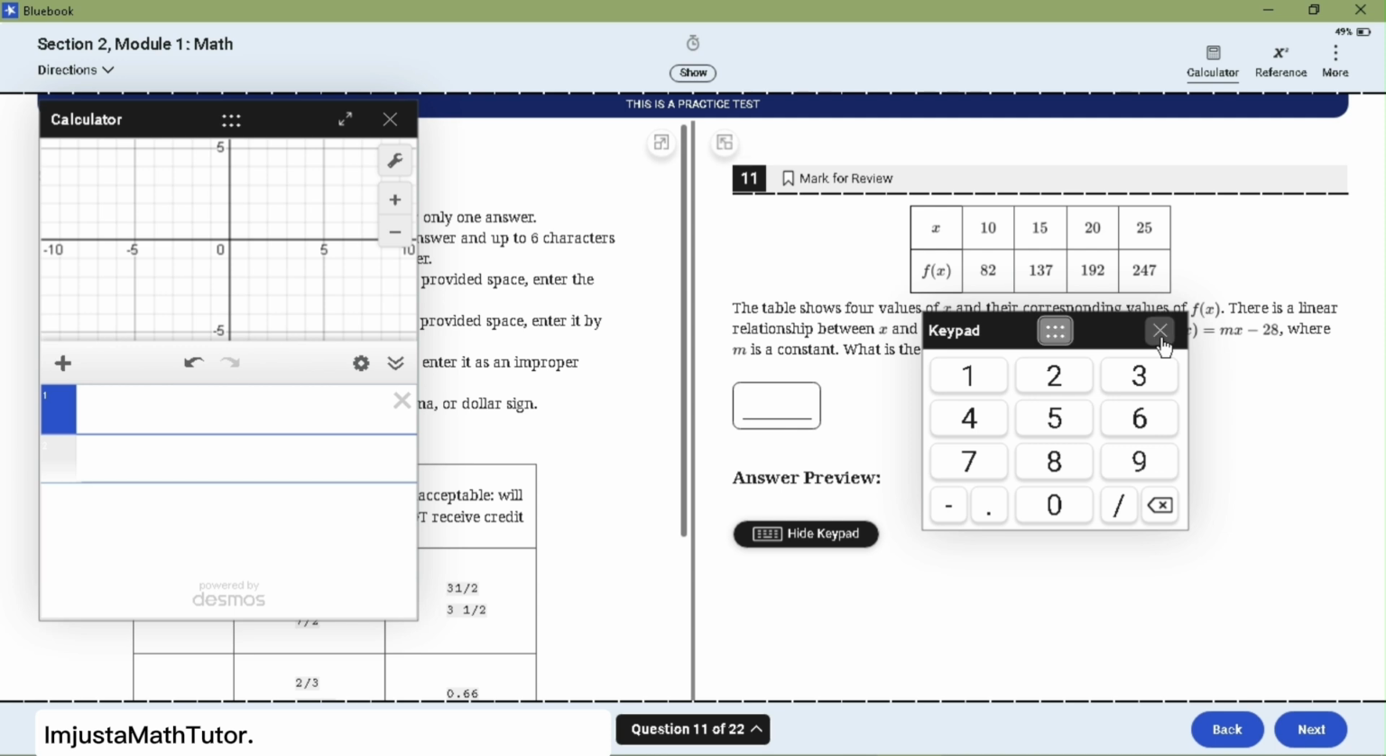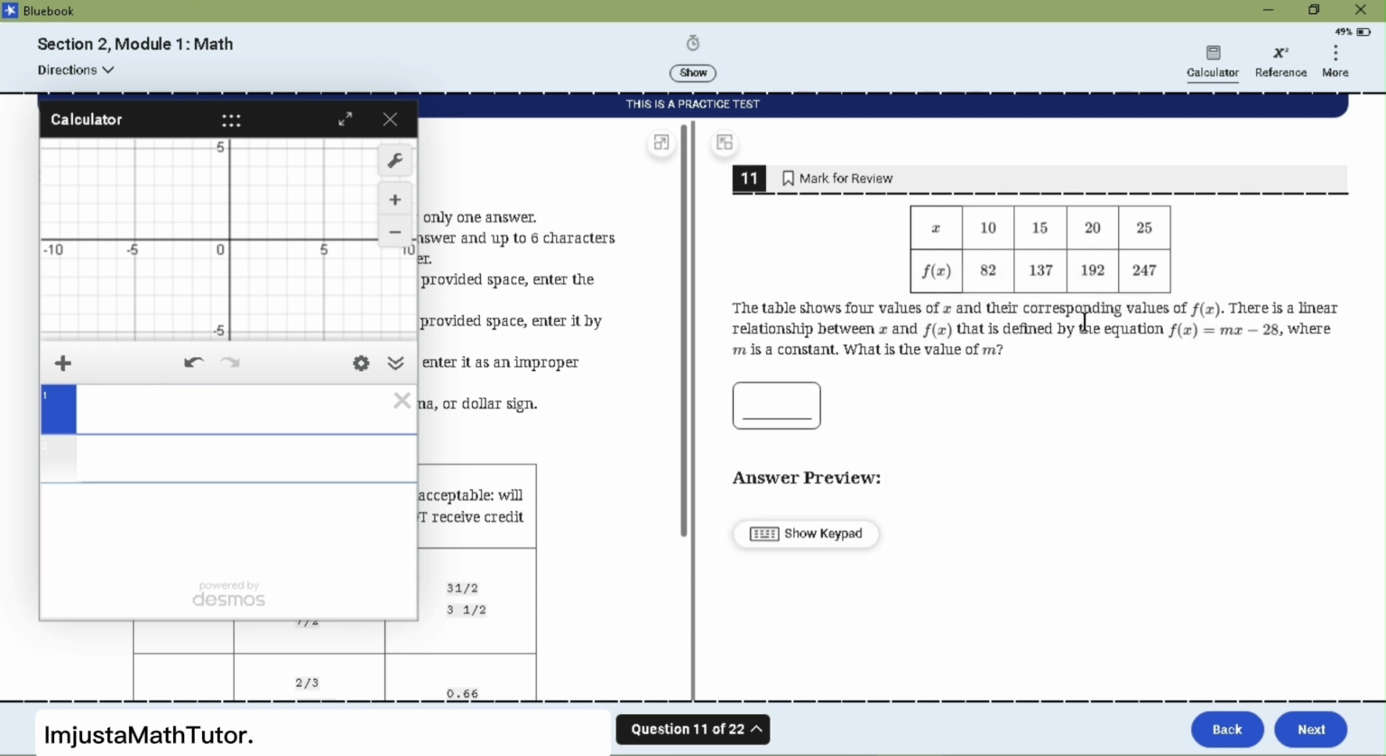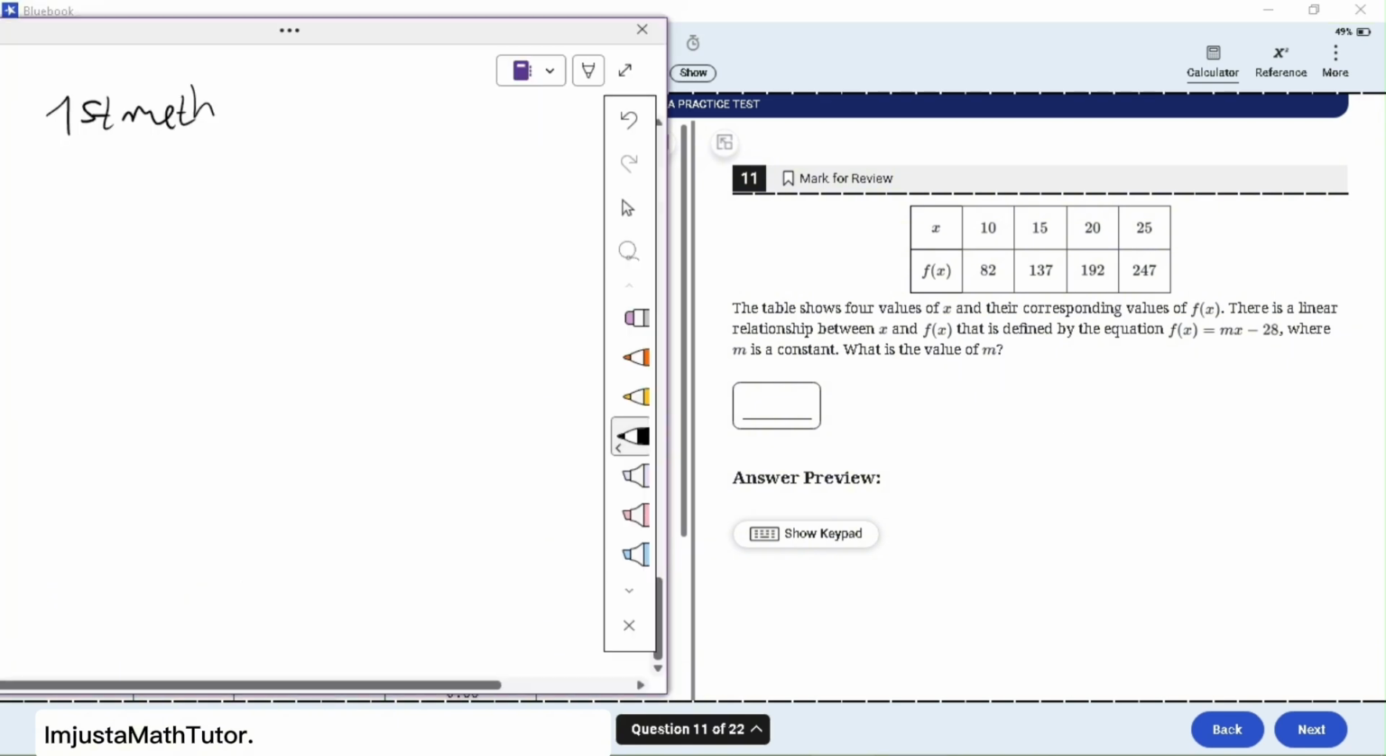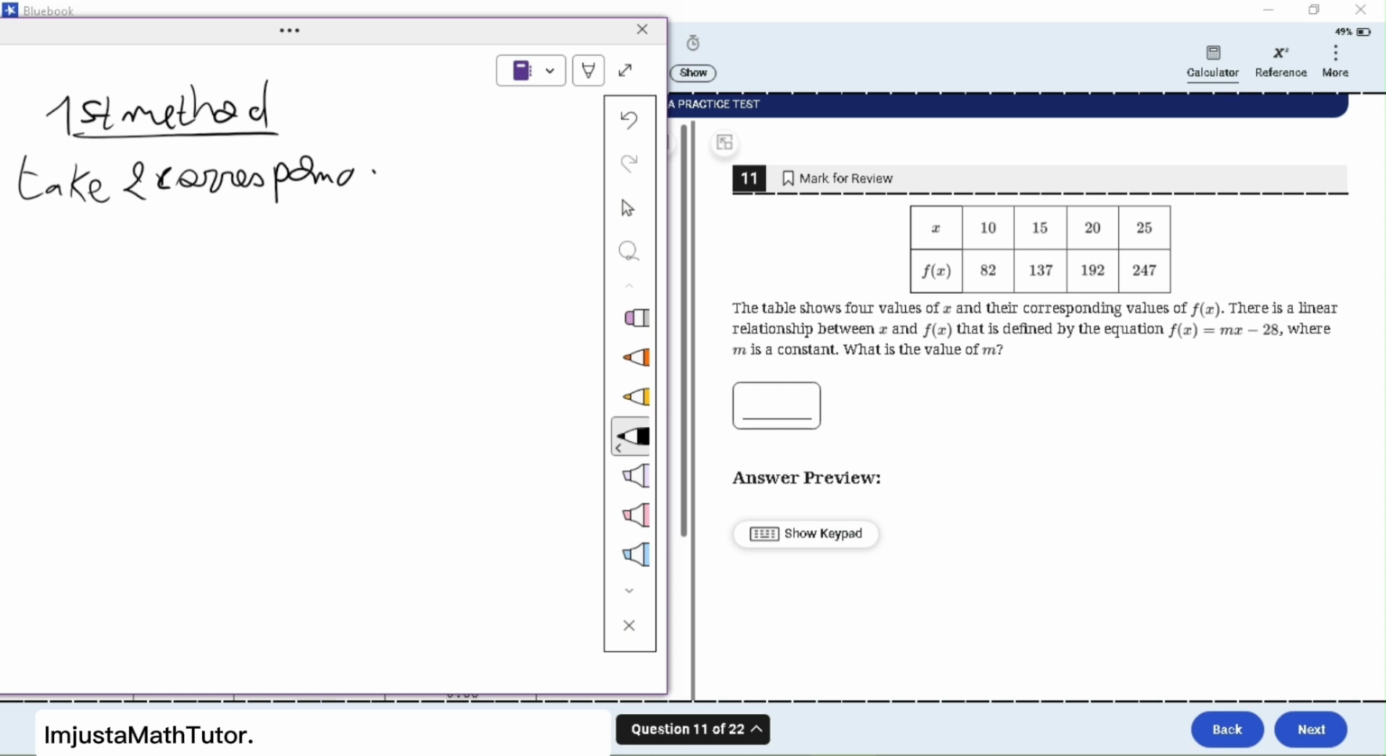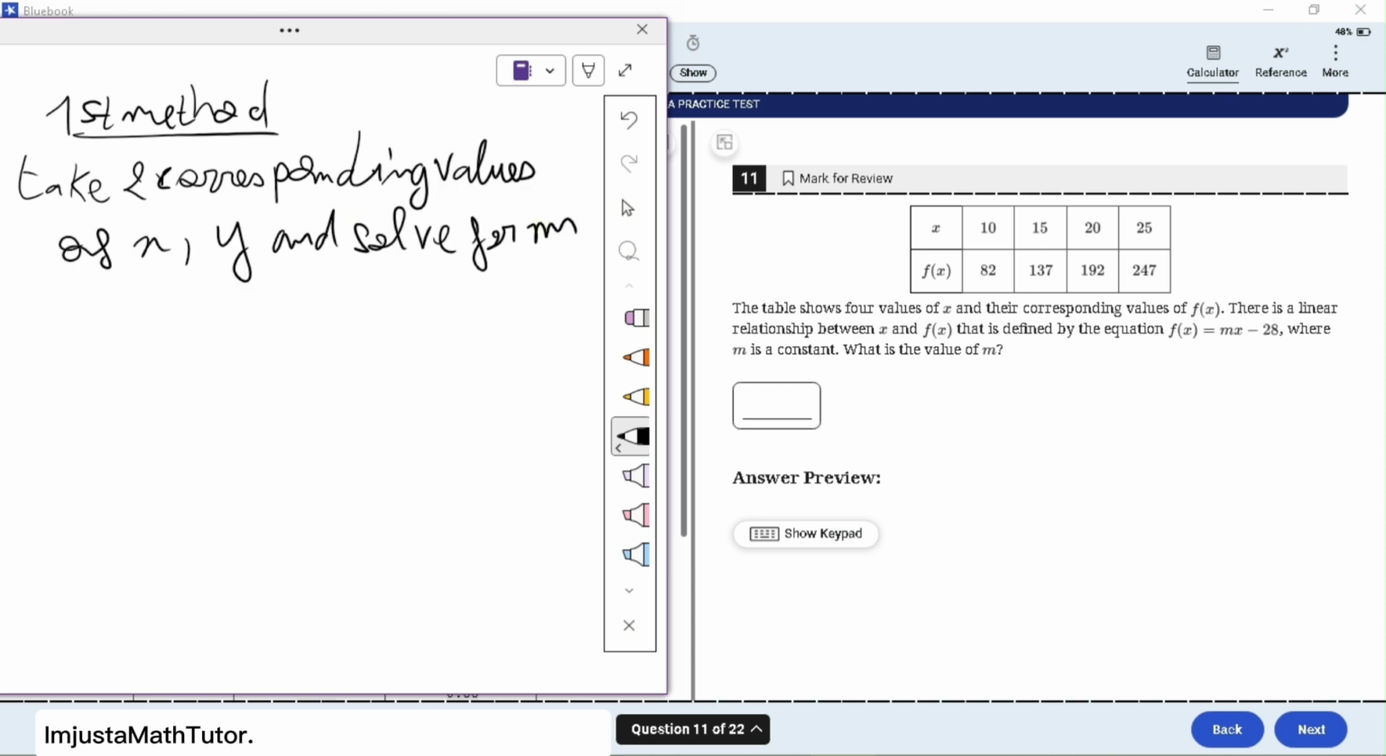Anyway. The table shows 4 values of x and their corresponding values of f(x). There is a linear relationship between x and f(x) that is defined by the equation f(x) equals m times x minus 28, where m is a constant. What is the value of m? Now we have two methods to solve this. You either take two corresponding values of x and f(x), plug them into the equation and solve for m, since you have only one unknown variable, which is m.